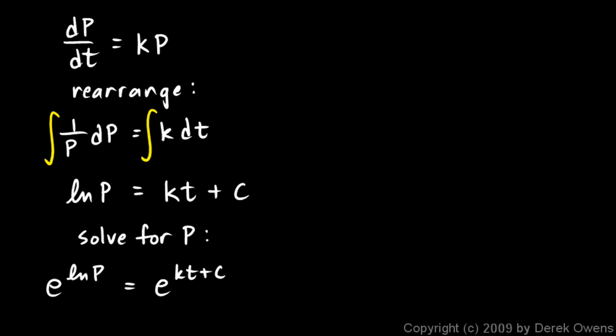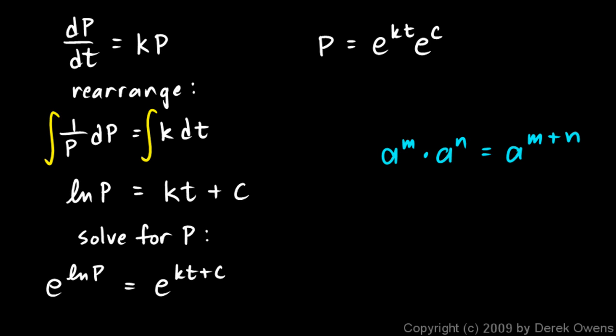And I'm going to continue over here. And on the left, of course, e to the ln P is just P. And on the right, e to the kt plus C can be written like this: e to the kt times e to the C. And if you don't see that, just remember your rules of exponents. Remember, a to the power of m times a to the power of n is a to the power of m plus n. So apply that concept in reverse, and you'll see that these two exponents multiplied together is the same as an e with those exponents added, which is what we had down here. So it's just my rules of exponents that get me from here to here.